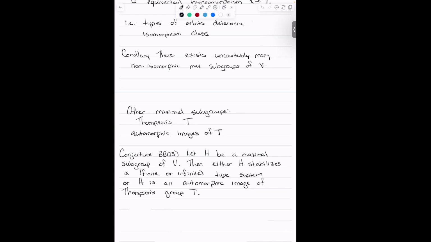Yeah, and we don't know, right? So we're continuing to work on this question and try and understand what's going on here. Trying to use the fact that T is characterized by a cyclic order, the fact that it preserves a cyclic order, to see if there are ways to detect T. Maybe you take some maximal subgroup that you found in the wild. Can you tell whether it stabilizes a type system or if it's T?